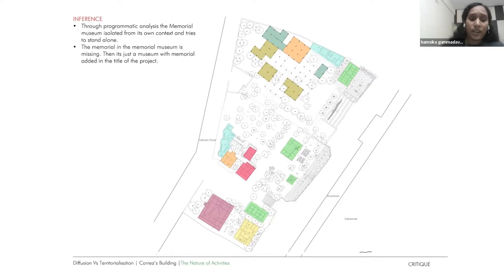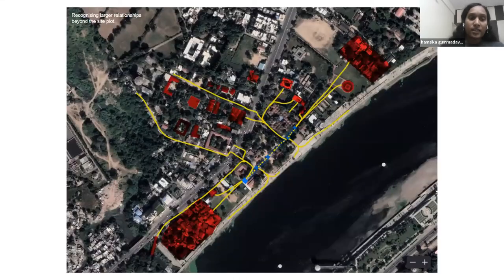And the site also has rigid boundaries, lacking an interface with the ashram spread in the vicinity and the edge towards the river, hence making the ashram self-referential. What could have been better is to recognize larger relationships beyond the site plot. Also, the people and the philosophy it's built for would have made it more appropriate for the very specific context.